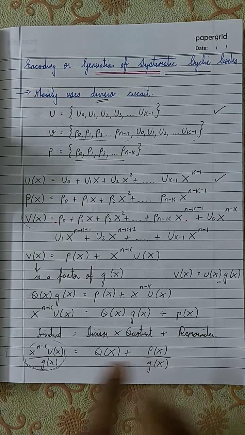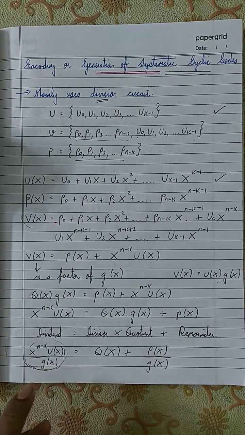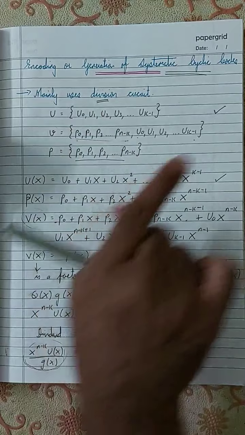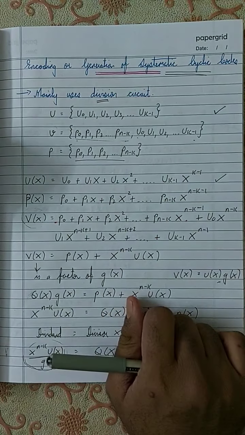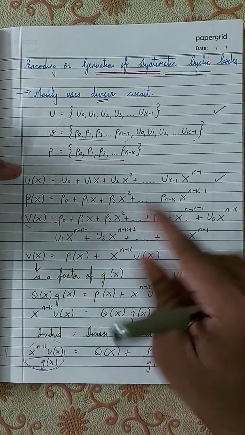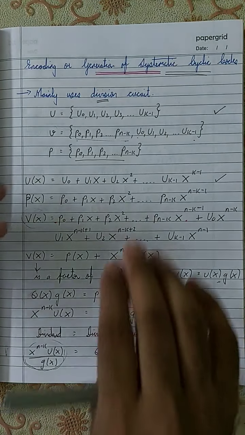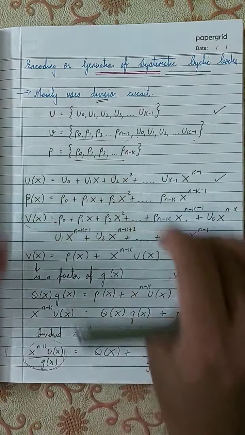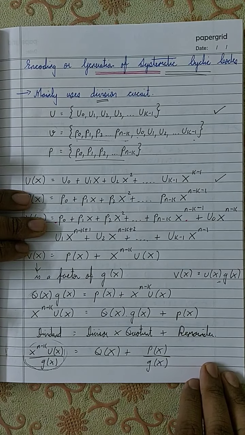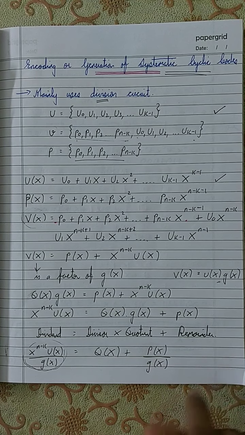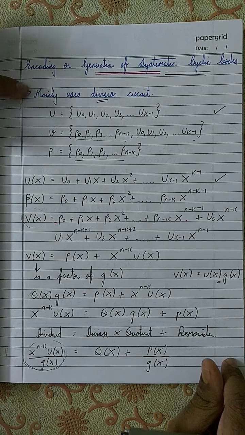That is, we apply u of x into the division circuit, and then the division process will start. The quotient will be created first, and after the quotient is created, the remainder will come after that. So this is the working of the division circuit. Now we will move on to the division circuit.